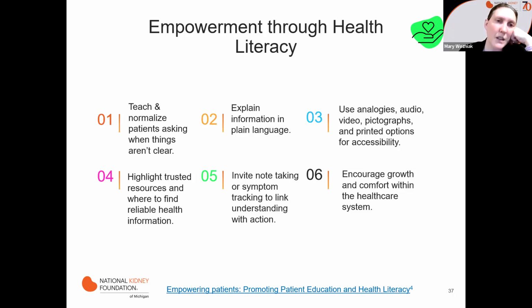And then inviting note-taking or symptom tracking or having people come, even with questions in hand that they want to make sure get addressed at that visit. And then just encouraging growth and comfort within the healthcare system. This might mean having some of the staff take a little extra time to explain how to utilize the patient portal, for example, as a great way for patients to be engaged in their care, understand where to find their health record and their lab data. And just empowering patients as team members and active members in their care is so important. It makes them feel like they matter, and it makes them more invested in their own care.